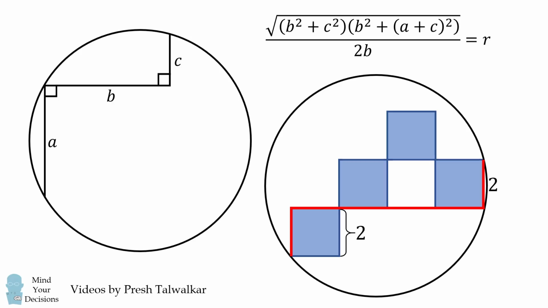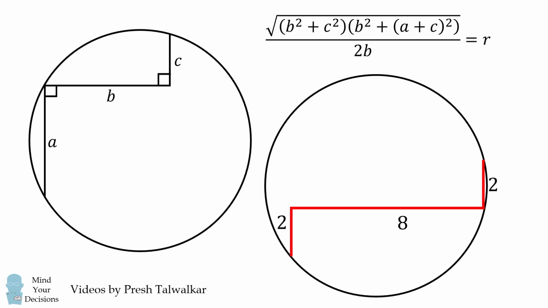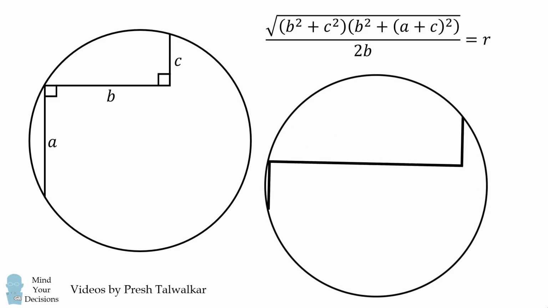Notice that this vertical length is equal to 2. This horizontal length will be the length of 4 squares, so it's equal to 8. And finally, this vertical length will be one side of the square and equal to 2. So we have A is equal to 2, B is equal to 8, and C is equal to 2. To show you why, let's just rotate this diagram. And we have A is equal to 2, B is equal to 8, and C is equal to 2.